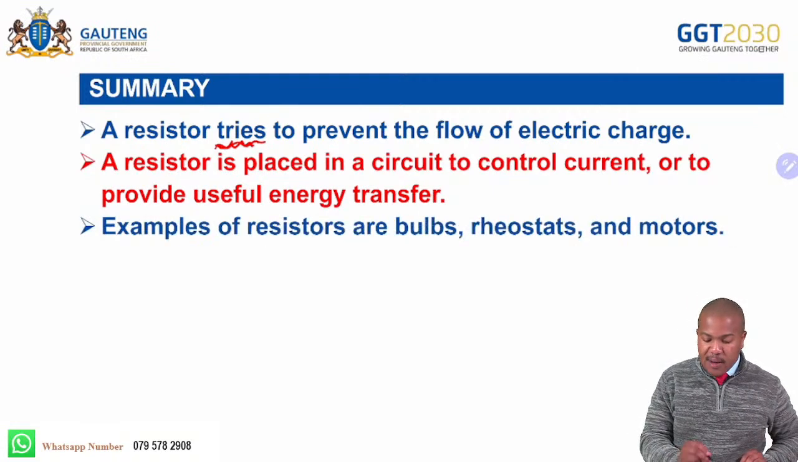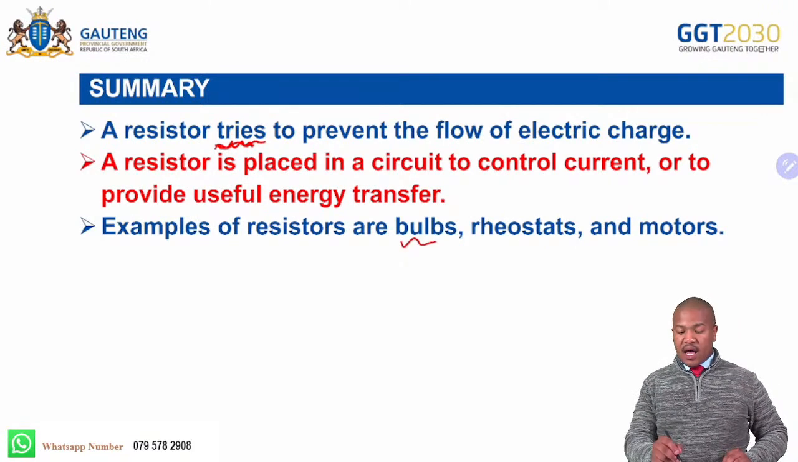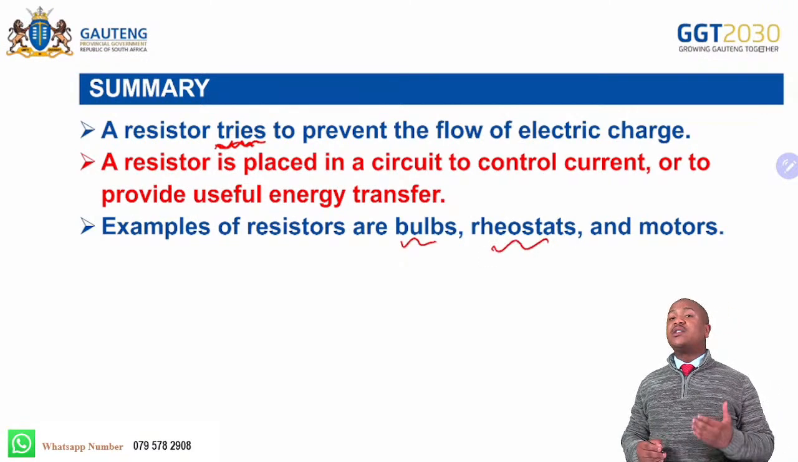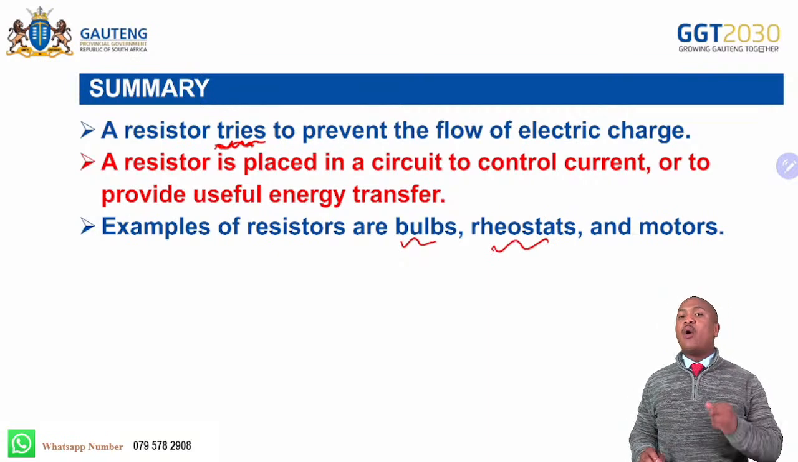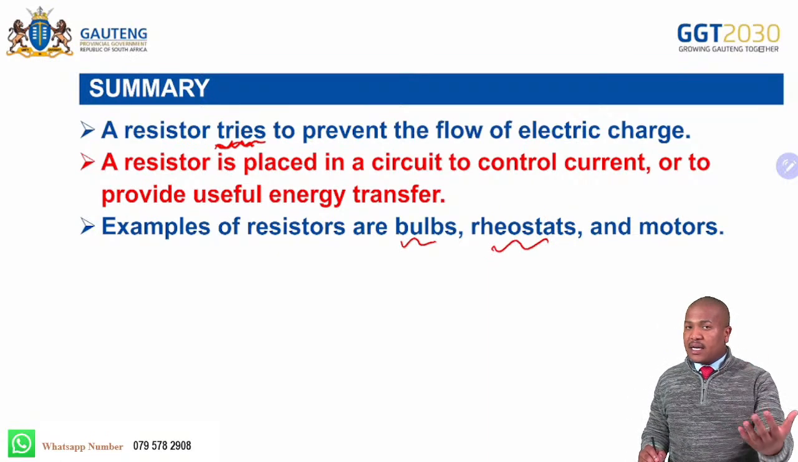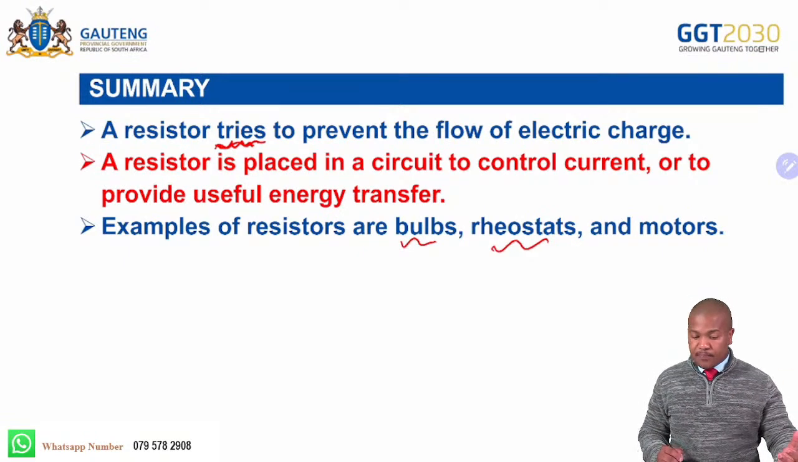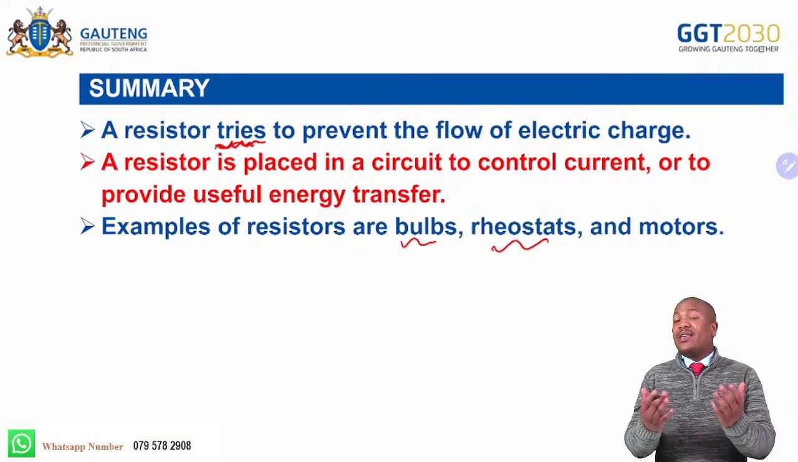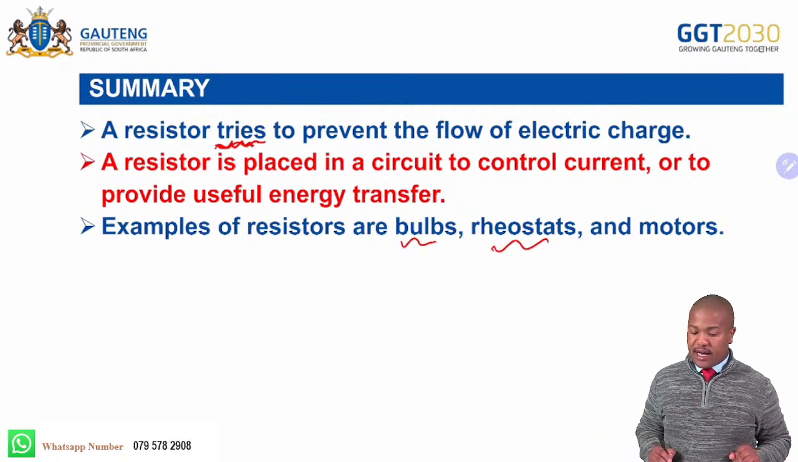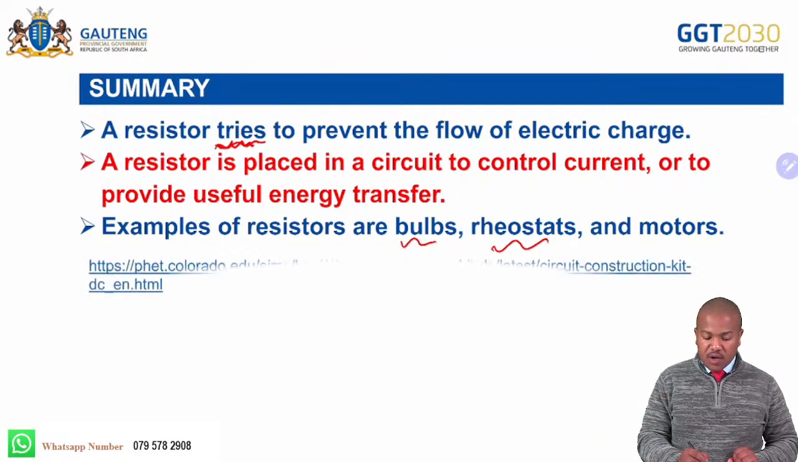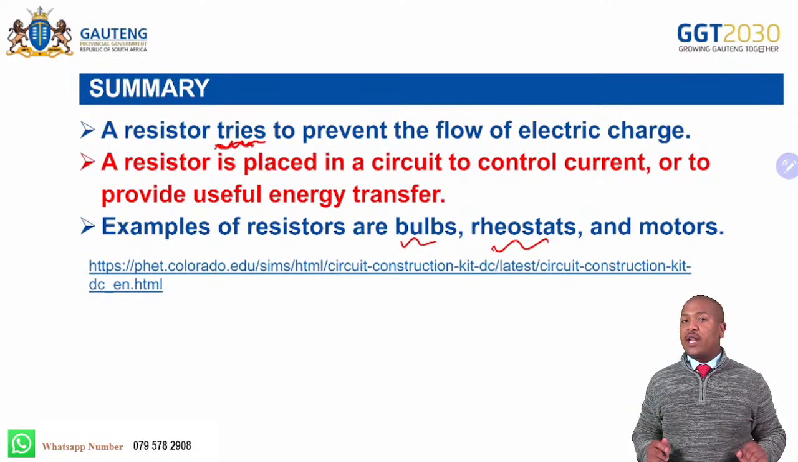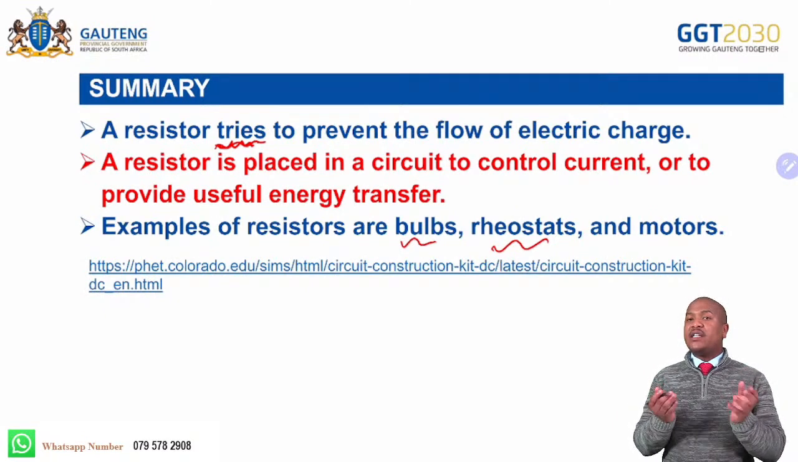We said that examples of resistors also are light bulbs, rheostats, and motors. Those are our examples of resistors. They transfer the energy from electrical energy into heat, light, sound, or whatever energy. And also, I've put a link for you, which is the one for PhET simulations.